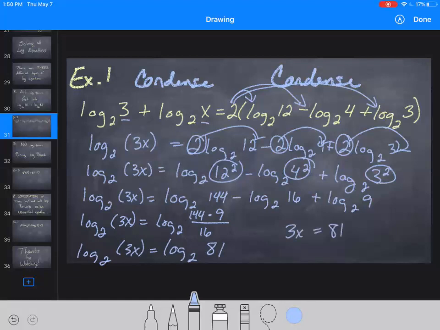Now to get rid of my 3, they're multiplying, so I'm going to divide by 3, divide by 3. The 3's go away. I get x is equal to 27 because 81 divided by 3 gives me 27. This is my answer.